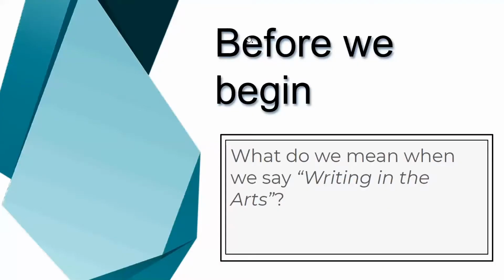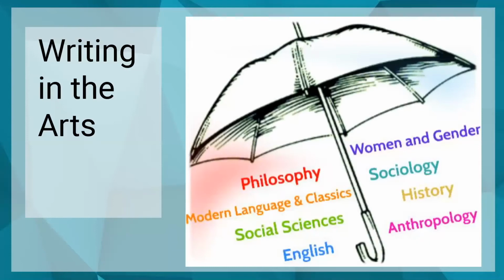Before we get started, a good thing to think about at the beginning is, what do we mean when we say writing in the arts? What disciplines are generally involved? Generally speaking, the disciplines under the umbrella of the arts, a different word for which would be humanities, are philosophy, modern language and classics, English, history, sociology, anthropology, women and gender studies, social sciences, etc. This, of course, is not an exclusive list.